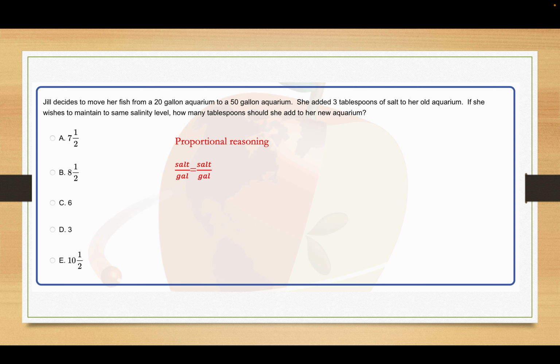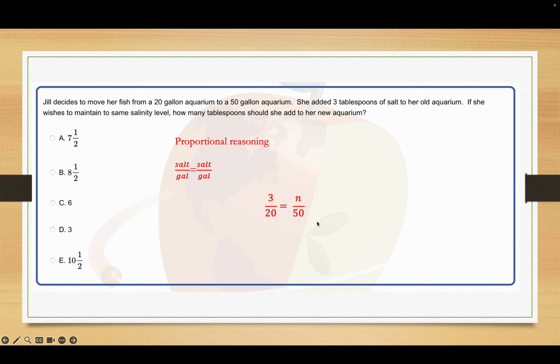Setting it up in a proportion for this particular problem where they're talking about aquariums, and one of them's 20 gallons, one of them's 50 gallons. She adds 3 tablespoons of salt to the old or 20-gallon aquarium. If she wishes to maintain the same salinity level, how many tablespoons should she add to the new aquarium? Well, salt is to gallons as salt is to gallons. That's your proportion. A proportion is an equality between two ratios or two fractions. So 3 tablespoons of salt for 20 gallons is how many tablespoons of salt for 50 gallons.